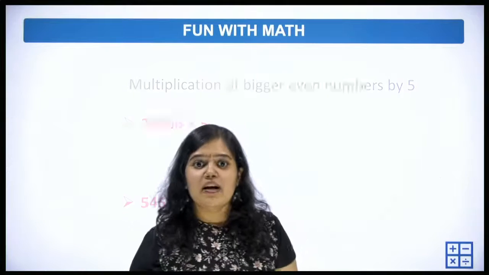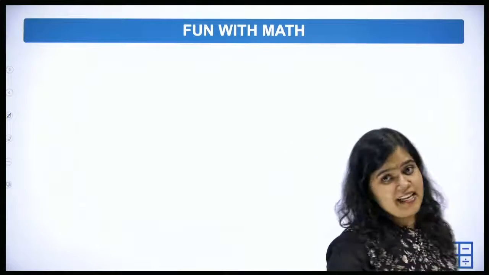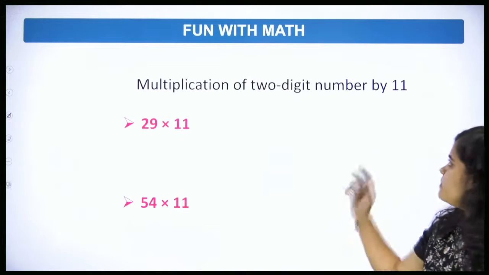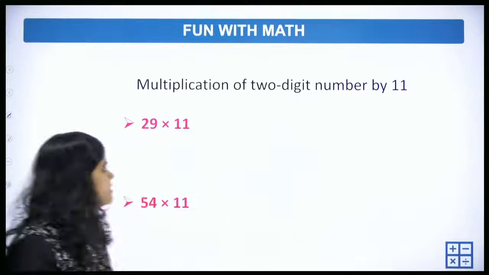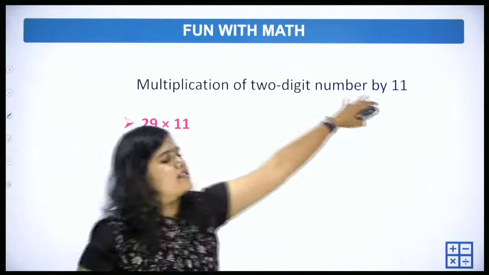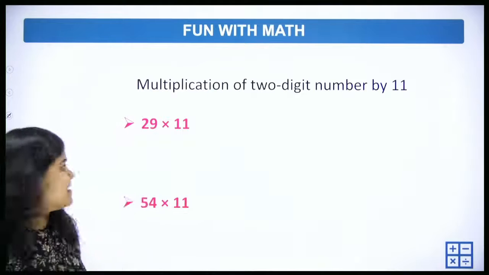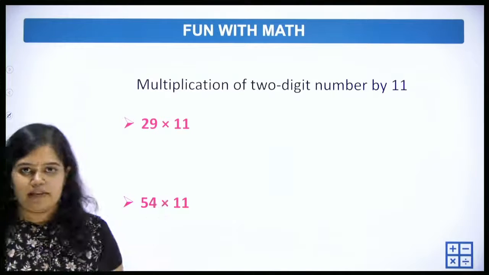Now, let's look at how to multiply by 11. How to multiply bigger numbers by 11. Okay. First, let's do it for 2-digit numbers. Multiplication of 2-digit numbers by 11. So, 29 into 11.